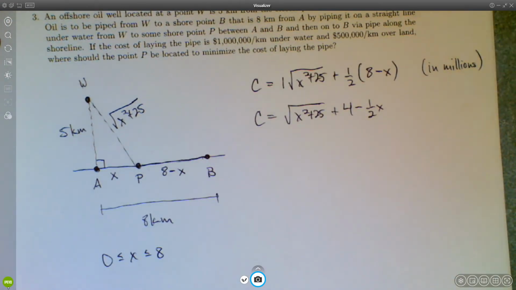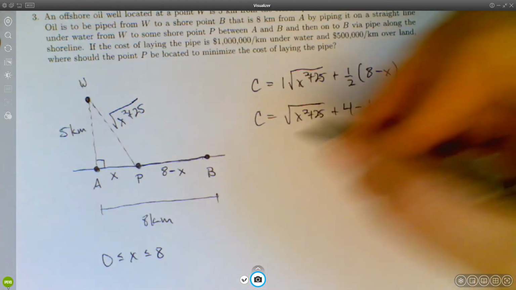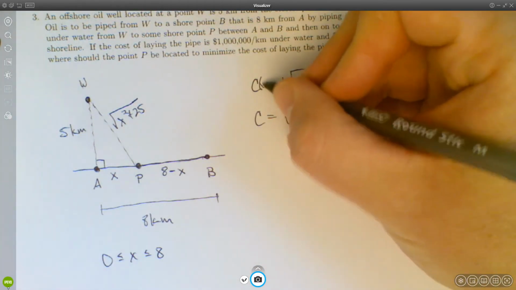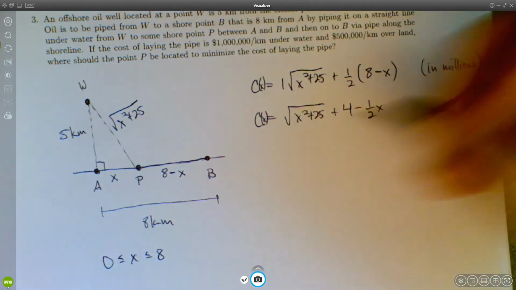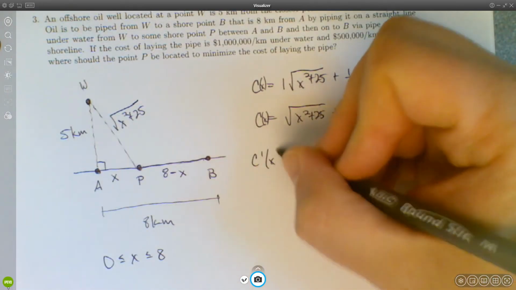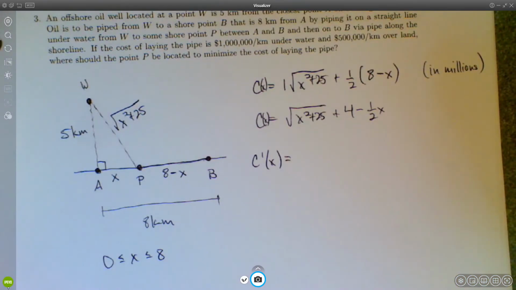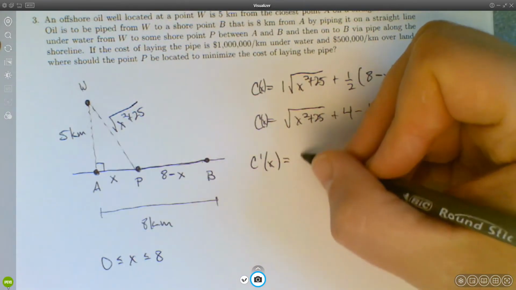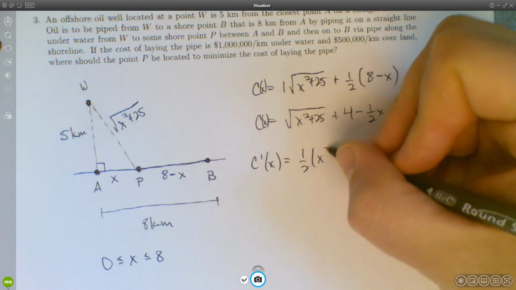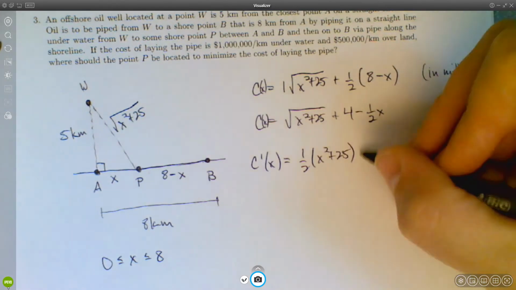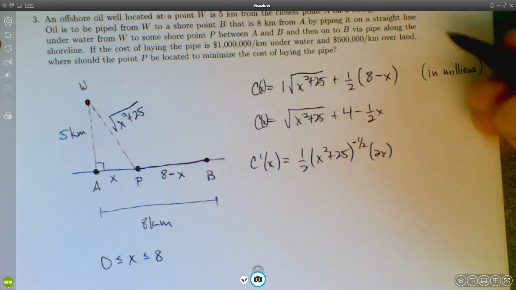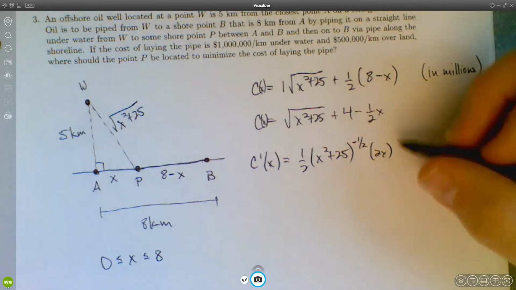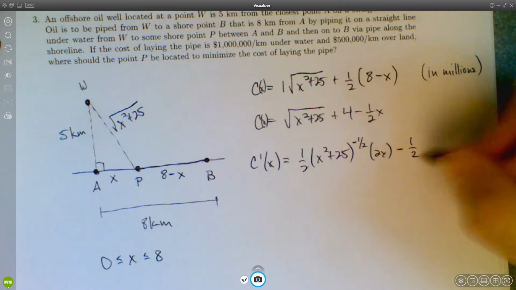Okay, well, let's differentiate. I'm going to call this C of x because that helps me later on when I go to plug in values. Anyway, C prime of x is going to be, let's see, it's going to be 1/2 times (x squared plus 25) to the negative 1/2 times 2x. The 4 is going to disappear. And then minus 1/2.